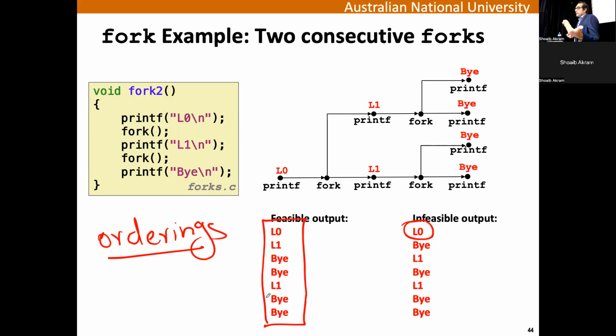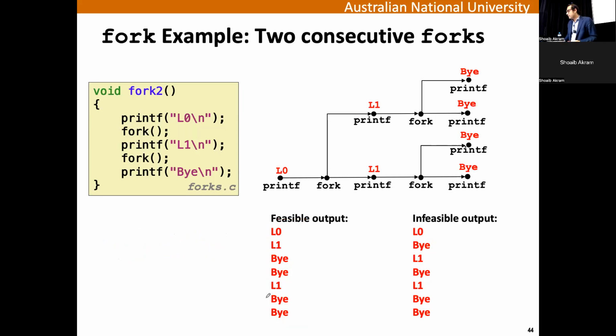Depending on the system, depending on the operating system, depending on what executes first. Once we have 4 processes, they are all fighting for the CPU, fighting for all the resources, screen, everything. So one of them could go ahead before the others.